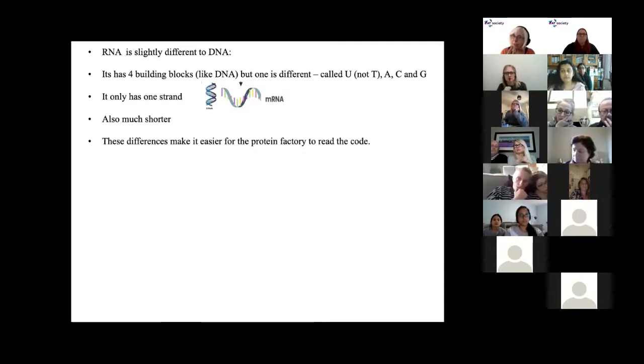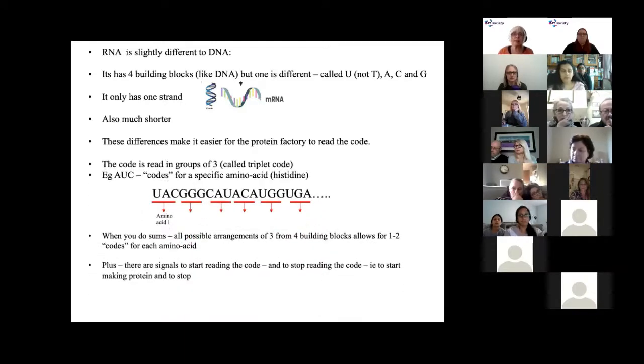So the question you may be thinking about is, how do you go from a code that has 4 building blocks to making a protein that has 20 possible building blocks? And the cell does that by reading that code in groups of 3. And it's called a triplet code. So, for instance, this is your RNA. You may have this sequence in your RNA, and this group of 3 will code for a certain amino acid. This will code for another amino acid, and so on.